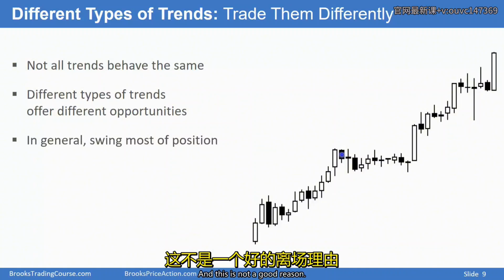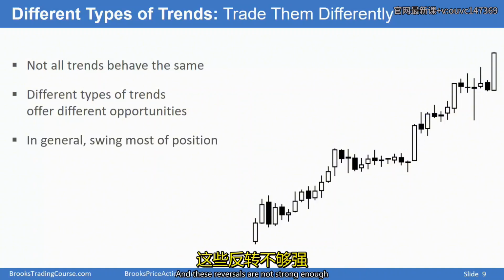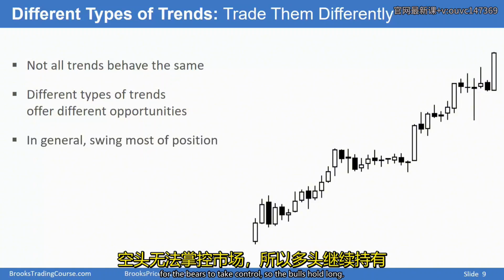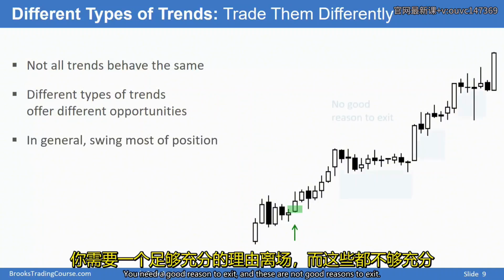And this is not a good reason. Neither is this triangle. 3 pushes up, 1, 2, 3. And these reversals are not strong enough for the bears to take control. So the bulls hold long. You need a good reason to exit. And these are not good reasons to exit.